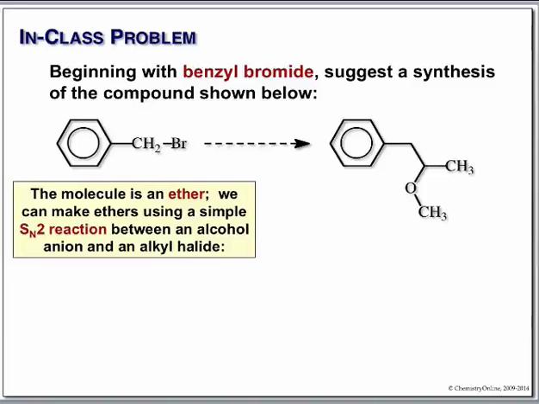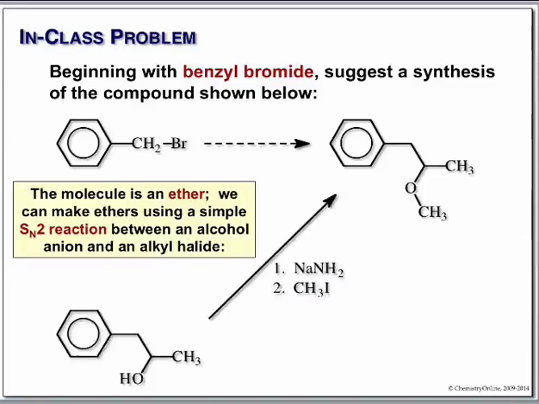The alcohol has all the carbons of our final product, except this oxygen was an OH. We convert the alcohol into an alkoxide. Here I use sodium amide, a nice strong base, no problem. That makes the alkoxide. Here I dumped in iodomethane; bromomethane would also work to give the appropriate ether.